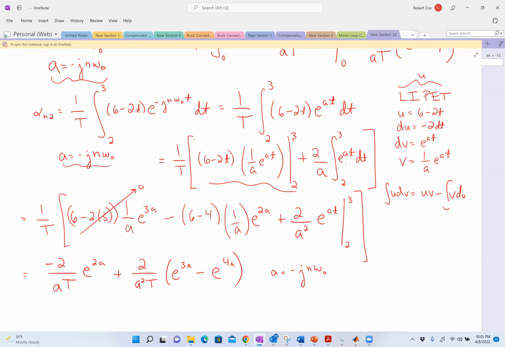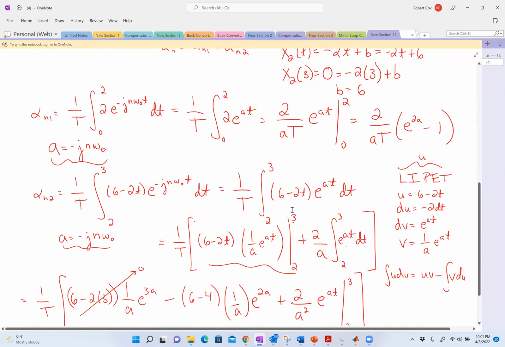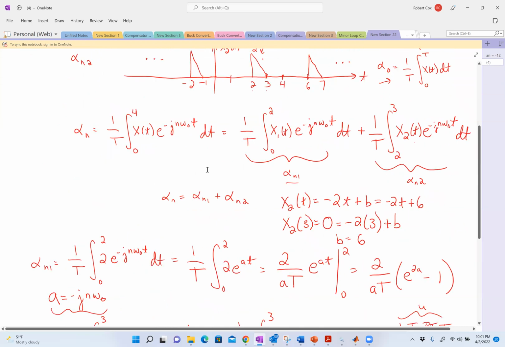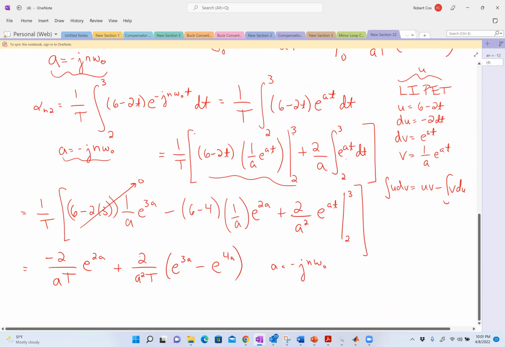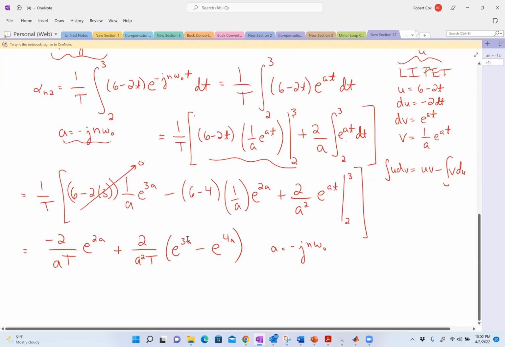So I have my alpha n2. That's the thing to remember. This was alpha n2. There's also an alpha n1, and I can add these together. Now, one thing I should note real quick: if I look at both my alpha n2 and my alpha n1, since a is equal to negative j n omega naught, if n is equal to 0, I'm going to have a 1 over j omega naught times 0 in all of my terms in alpha n1 and alpha n2. That's problematic. So what I have to do is also compute the DC term, okay?